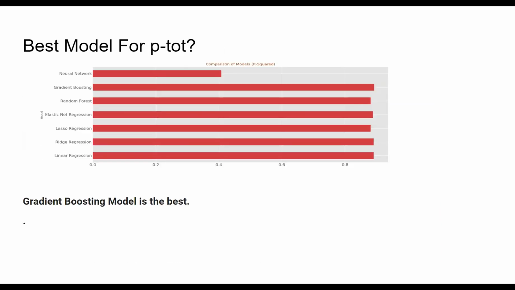After implementing the same six models as for ORGN, this is the best model for PTOT. Gradient boosting is getting a good R2 score, as we see in the graph of these R square values. Next slide.